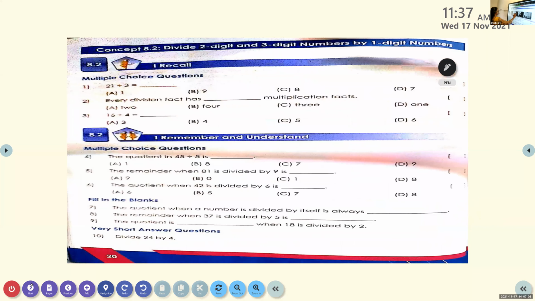Have you taken page number 20? This is the page. Divide 2-digit and 3-digit numbers by 1-digit number. So 21 divided by 3 is equal to dash. We will divide the numbers here, 21 divided by 3, and we will find out the answer. Mohammed Wazim, 21 divided by 3.